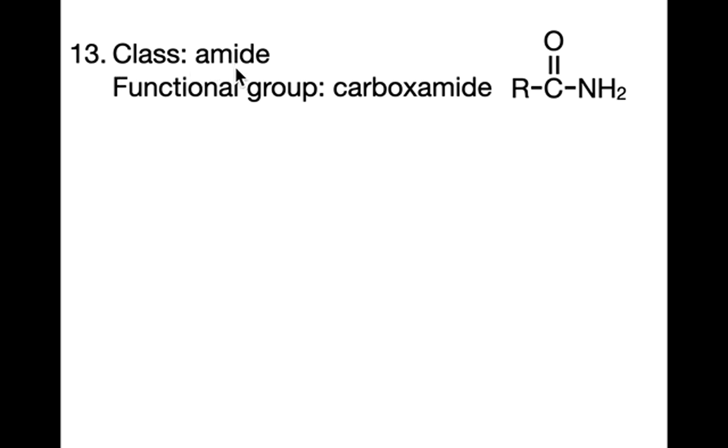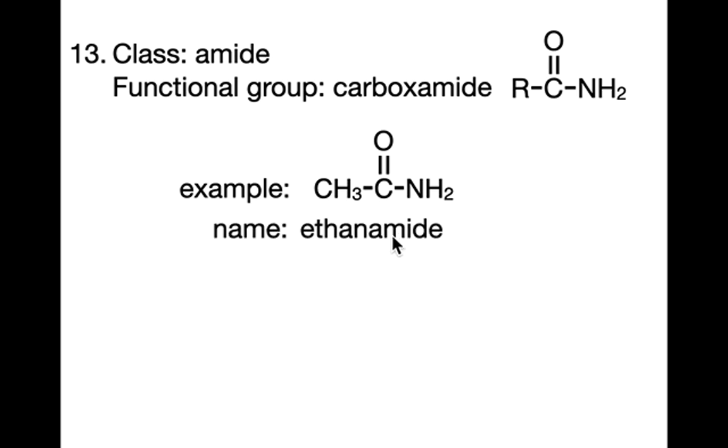Next, an amide, functional group carboxamide. For this, it's kind of like a carboxylic acid. You have a very busy carbon. It's a double bonded oxygen, so it's a carbonyl group and an amine group. So it has only one other bond. It has to occur at the end of a chain. To name it, we simply say amide. So ethanamide, 2 carbons long, ethanamide.